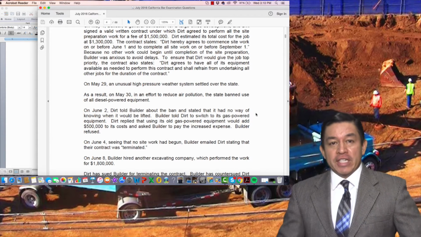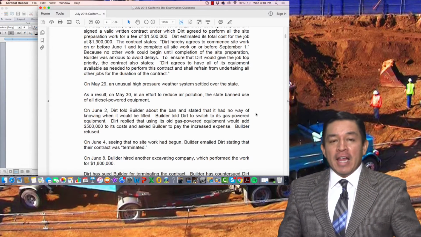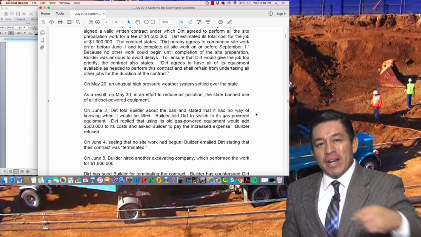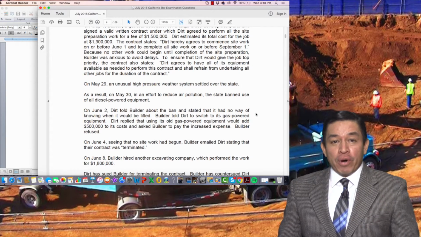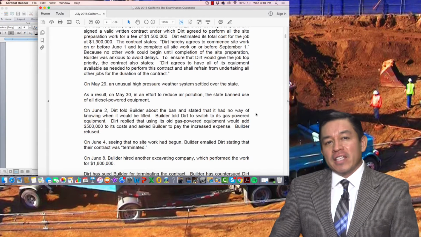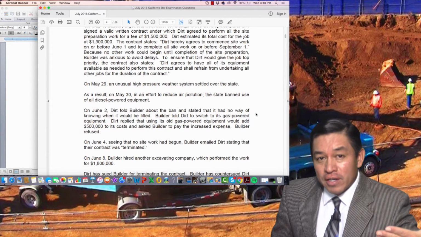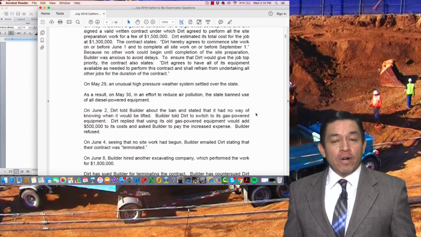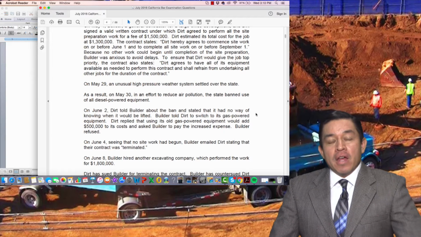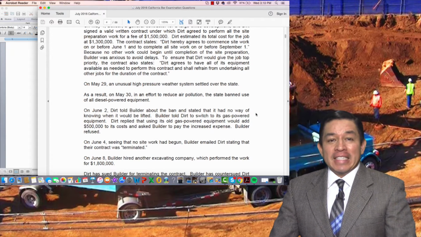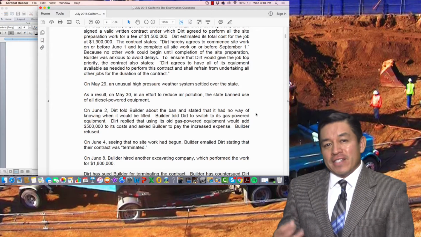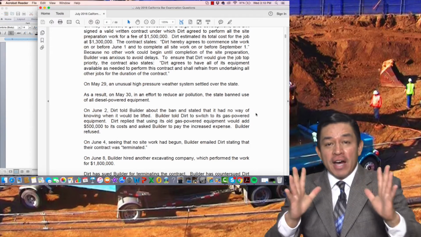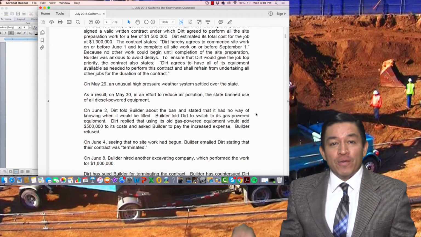Now let's go on to breach. You could have talked about anticipatory repudiation, but I didn't like to go too much into discussion on that, because that applies when a party unequivocally states that he will not carry out his duty before the time to perform arrives. Here the time to perform was June 1st, and before that date, Dirt did not unequivocally state that he will not perform. He didn't say, hey, I am not going to perform before that date arrives.